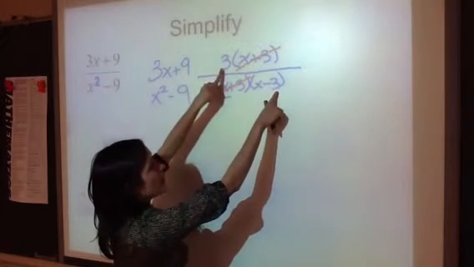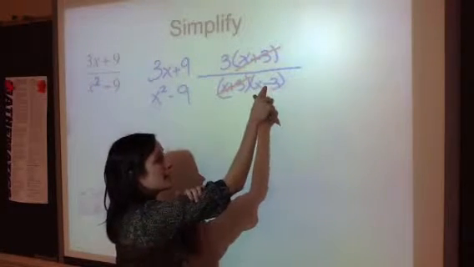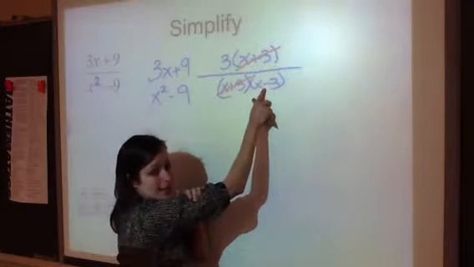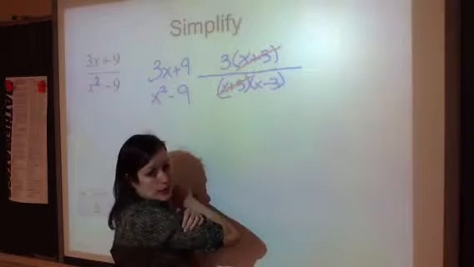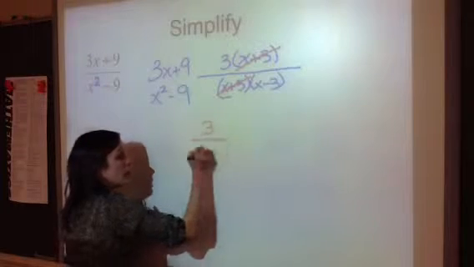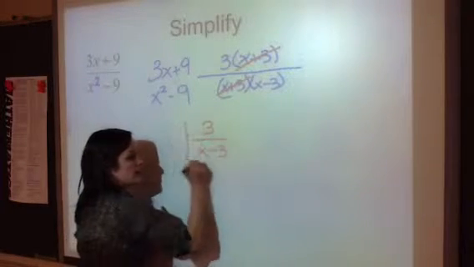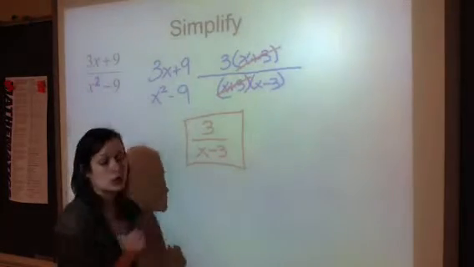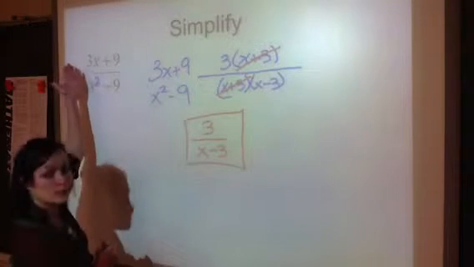These 3's cannot, because this 3 has a subtraction symbol with it, and it has an x with it, so they are not the same. So you're left with 3 over x minus 3. And there is your simplified version of this original fraction.